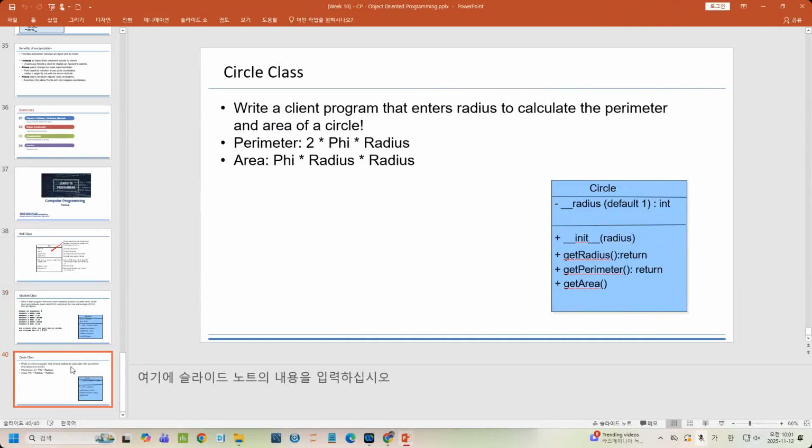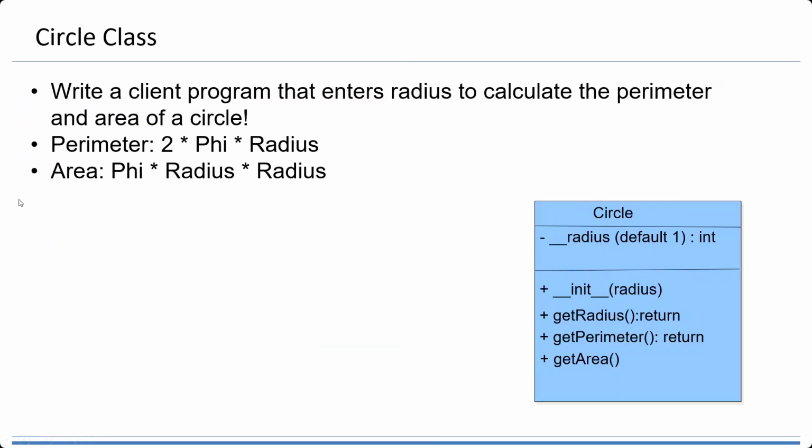Next, let's create a class, and the class name is circle. Write a client program that enters the radius to calculate the perimeter and the area of a circle. The perimeter would be 2 multiplied by pi multiplied by the radius, and the area will be pi multiplied by the radius multiplied by the radius.